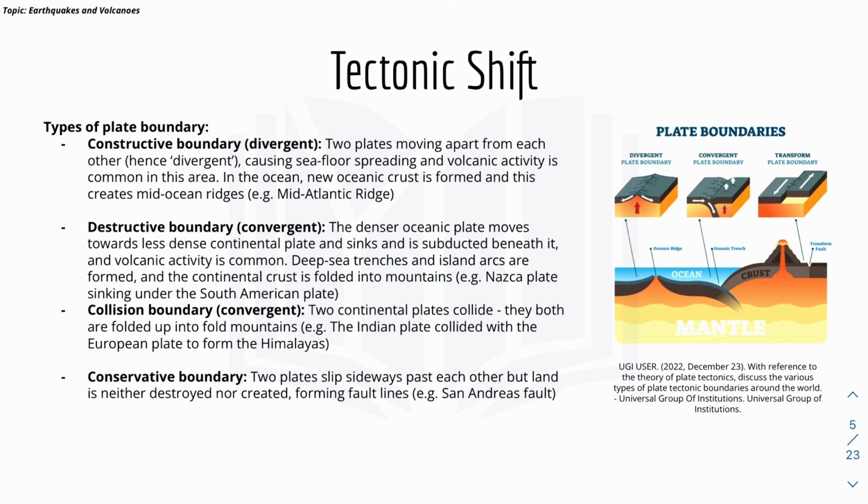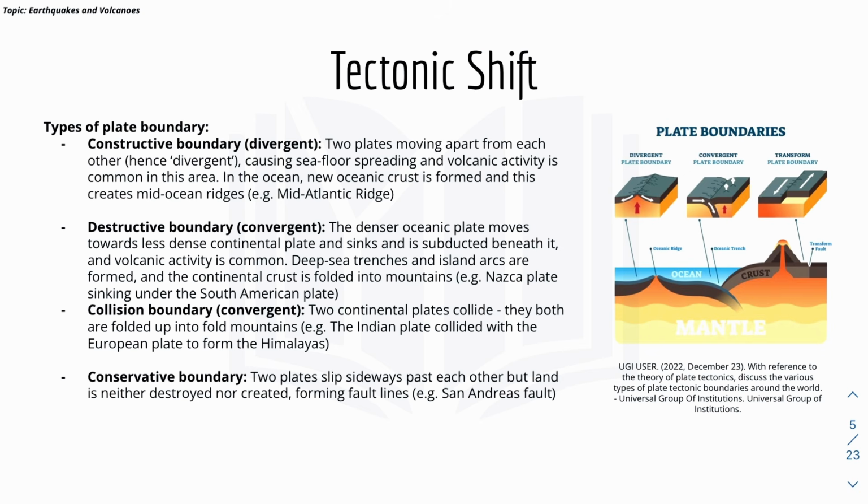And then we also have collision boundary, where two continental plates collide, or like two oceanic plates, and they both are folded up into fold mountains. For example, the Indian plate colliding with the European plate to form the Himalayas mountains, the mountain range.